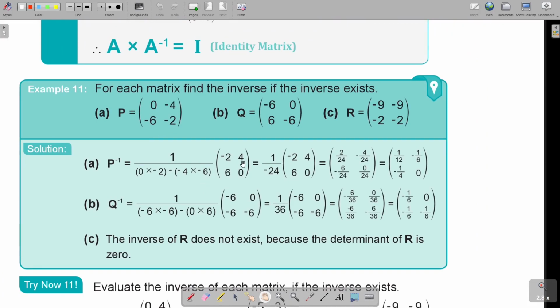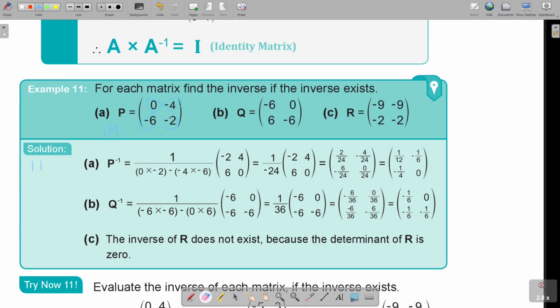Now the first thing I said to you: if it's vectors and they do these little bars, then it's magnitude. But if it's matrices and they do these bars, it's the determinant. So I must first find the determinant. How do I find the determinant? I cross multiply like this, and then I subtract and I cross multiply like this. So I say 0 times -2, do you see? Subtract -6 times -4. That's my determinant.